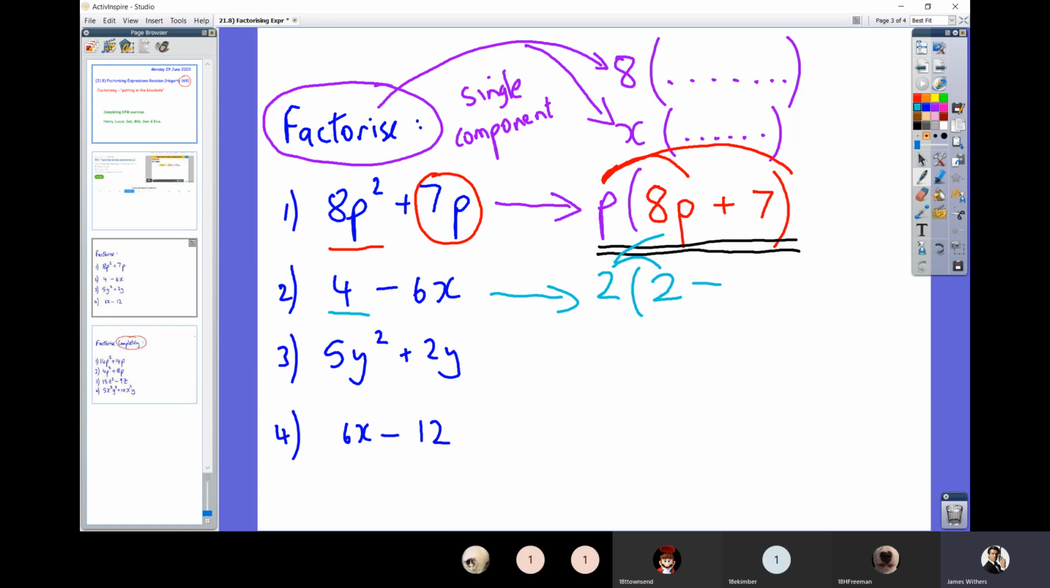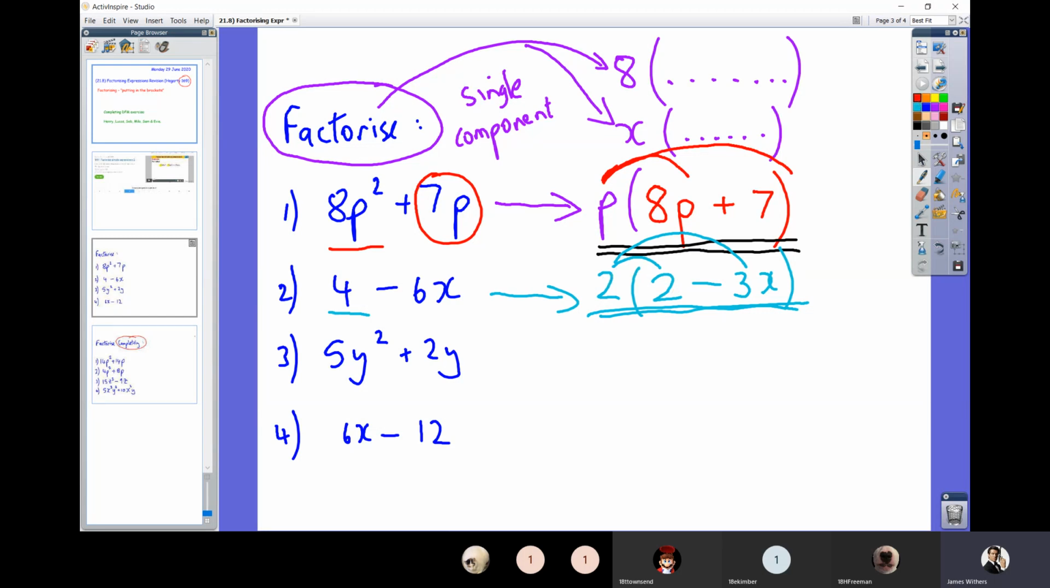Now put in your second clause. 2 times what is going to give me the 6? Well, I need a 3. 2 3s are 6. But I don't want 6, I want 6x. So I've got to put in an x as well. And that is my factorised answer. 2 times 2 is 4, and 2 times minus 3x is minus 6x.